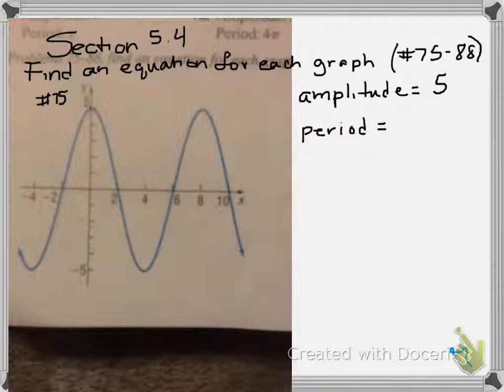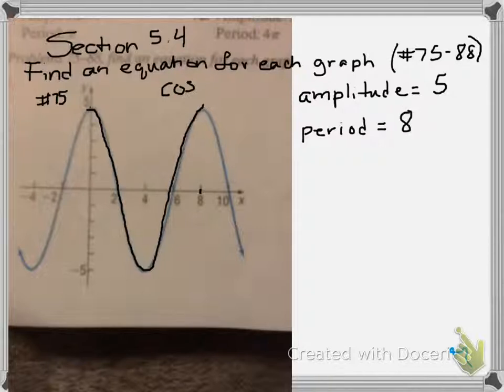Now when I look at this, I know that it is a cosine graph. I know that it is cosine because it starts up, goes through, all the way down, goes back up through, and then comes back up. So that's a complete period for cosine. The period starts at 0 and it ends at 8. So my period is 8.